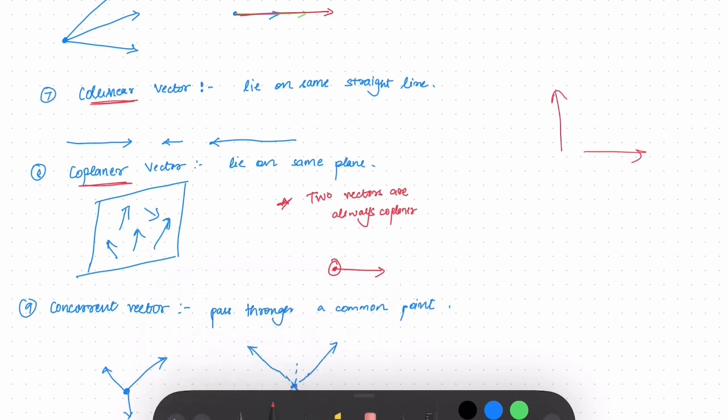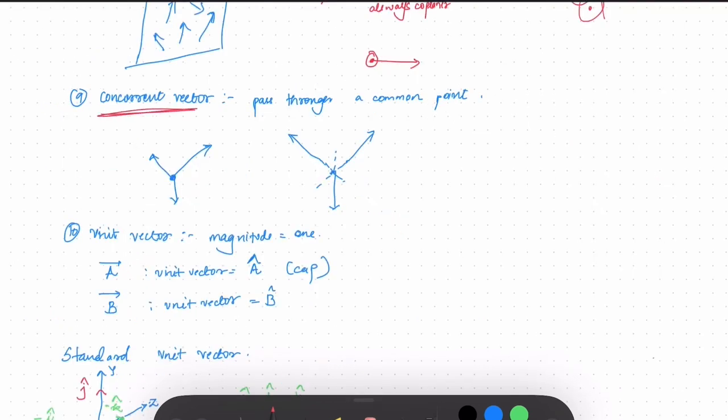Now the next type of vectors that we're going to study are the concurrent vectors. The concurrent vectors are the vectors that pass through a common point. For example, these three vectors pass through a single common point. Then we have the unit vector. Unit means 1. Everyone knows what unit means. So any vector which has a magnitude equal to 1 is known as a unit vector.